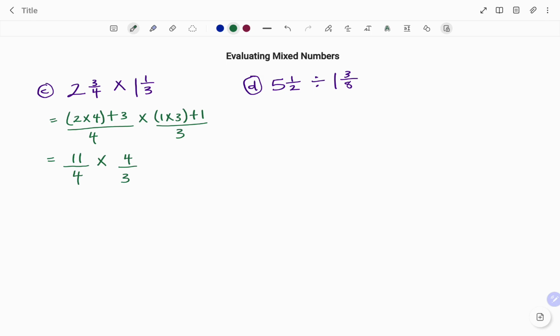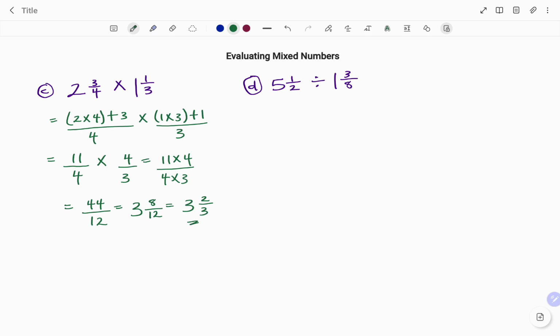I have two methods of solving this. The first method is I can multiply all my numerators and all my denominators. That's 11 times 4 over 4 times 3. And what that will give me is 44 over 12. And if I simplify that, 44 over 12 will give me 3 whole number with a remainder of 8 over 12. If I simplify my 8 over 12 by dividing by 4, my final answer will be 3 whole number, 2 out of 3.